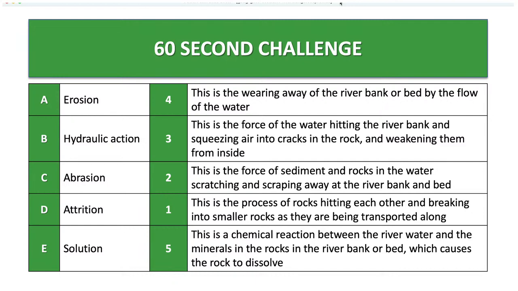Okay, C2, abrasion. This is a force of sediment and rocks in the water scratching and scraping away at the riverbank and bed. So as the water is travelling along, it will pick up with it lots of sediment and small bits of material which it will carry along.